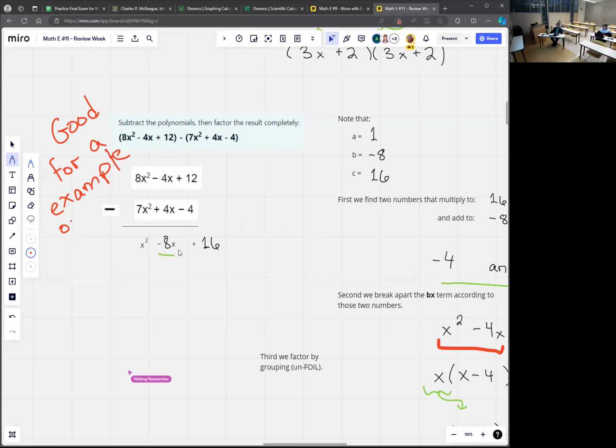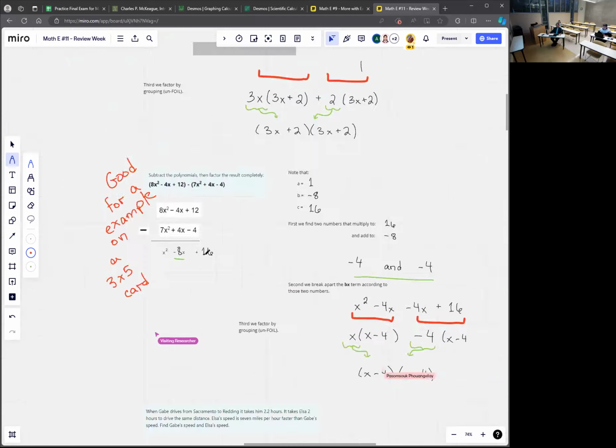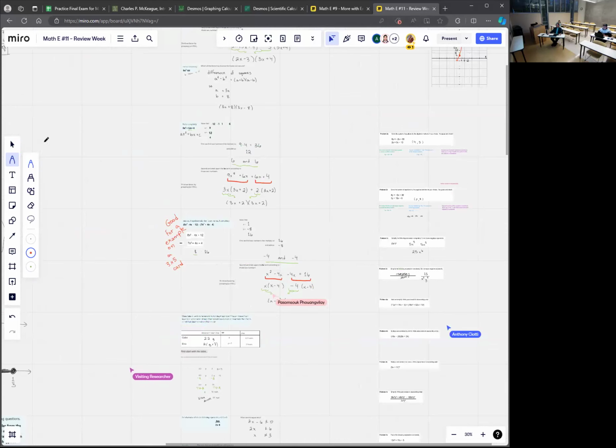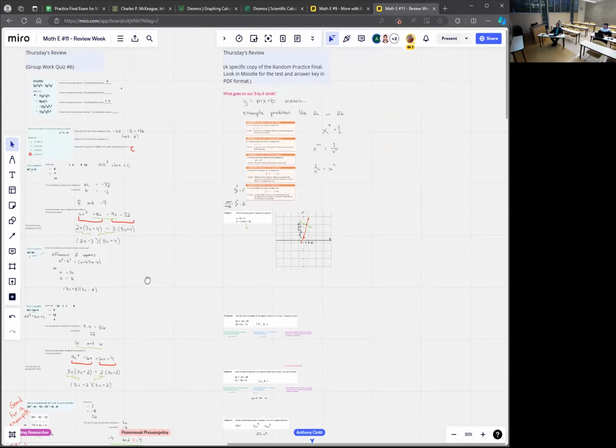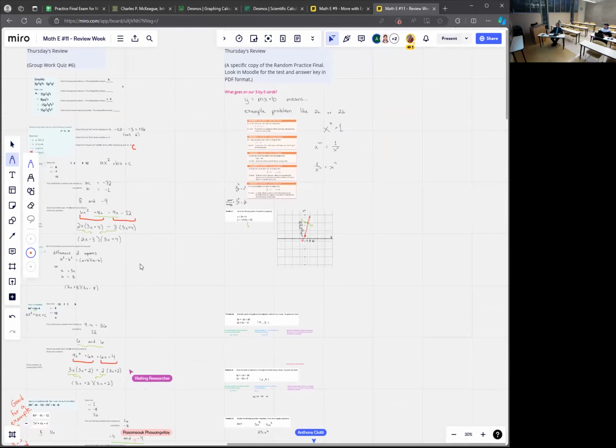One thing, a 3x5 card. Sorry, it's not up over here, but let's make a little note. Column 2. Okay, moving on.